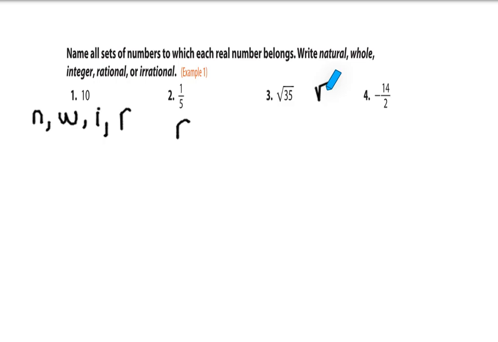Last one over here. If you have a negative 14 divided by 2, you end up with a negative 7. That is an integer. But guess what? It was also written as a fraction. So it's integer, comma, rational, because fractions are rational. And that's how you do these ones. There's not any work to show. You're just classifying them.